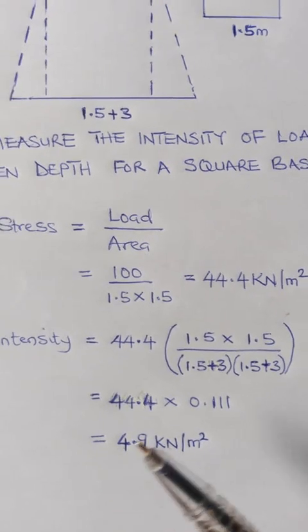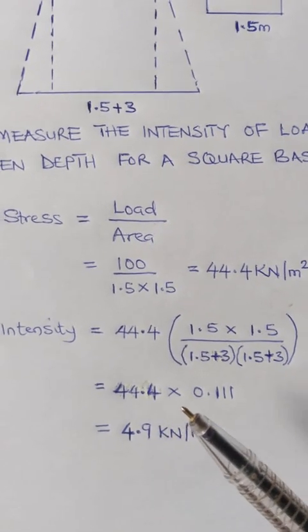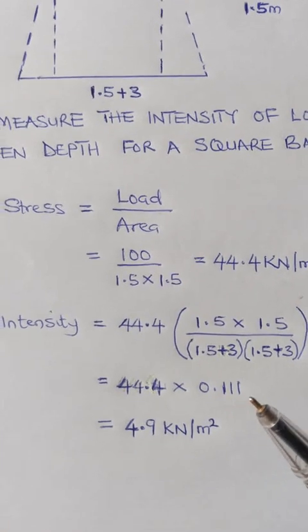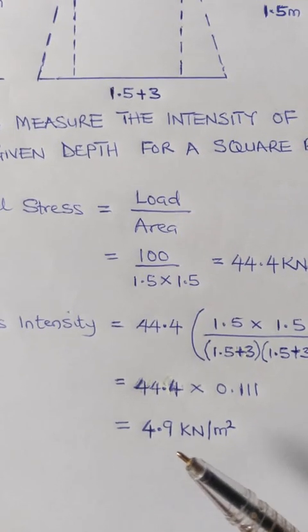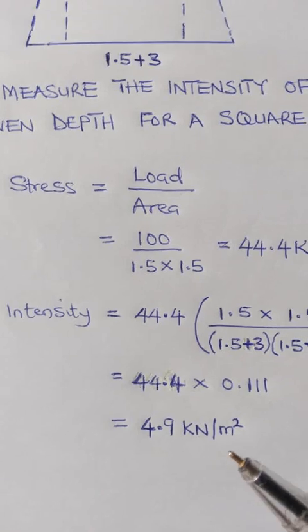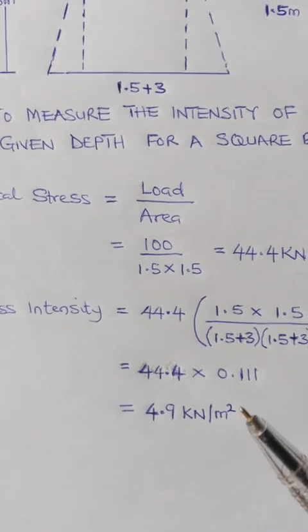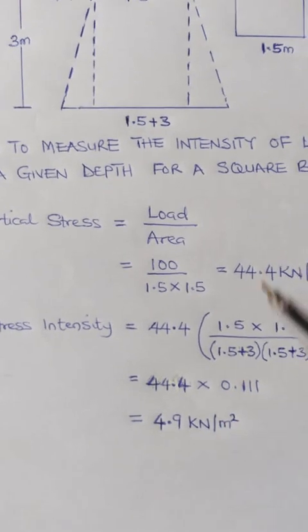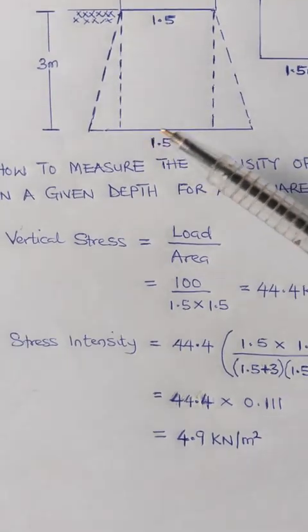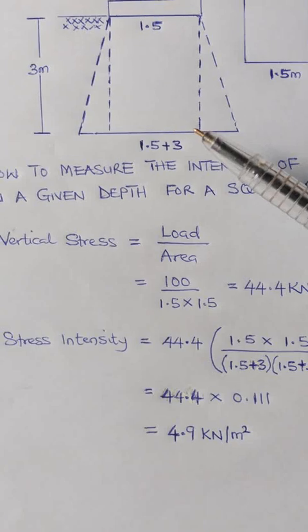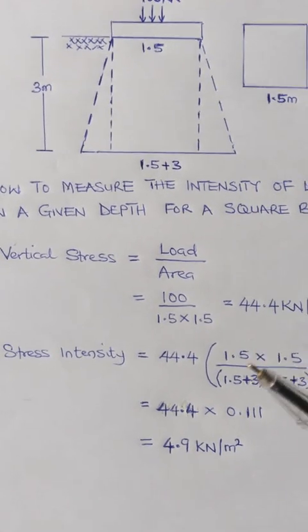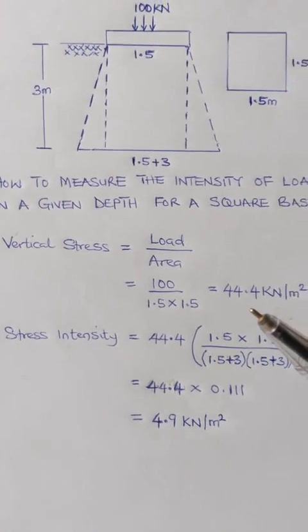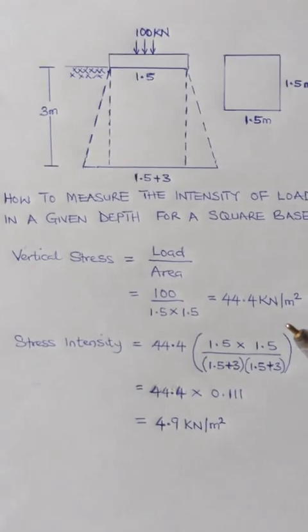All right, so when you work that out, we have 44.4 times 0.111, and that will give us 4.9 kilonewton per meter square. So this is the pressure, this is the stress that will be felt at 3 meter depth. I want you to understand that this is a function of the bearing capacity, because bearing capacity increases with depth.